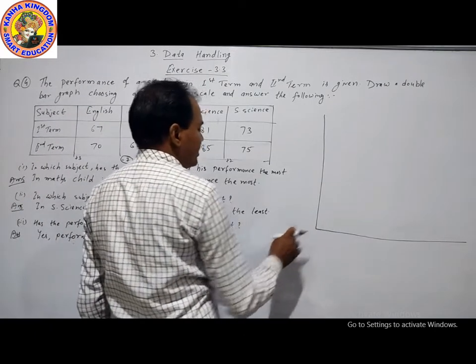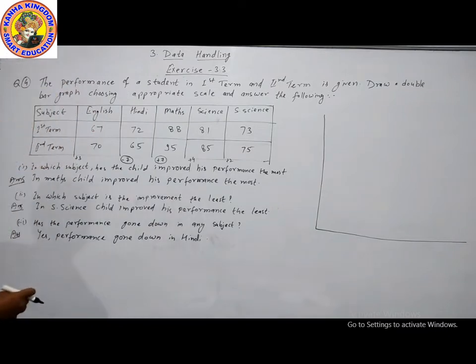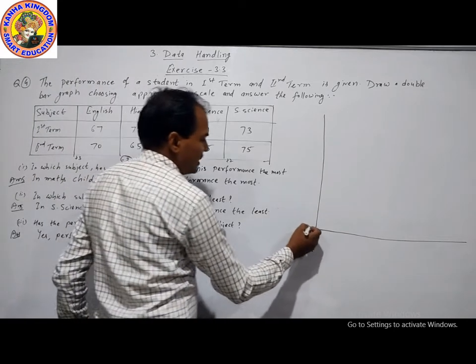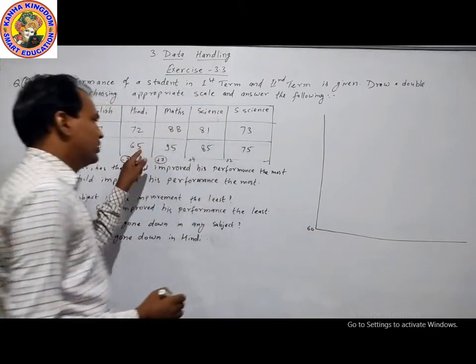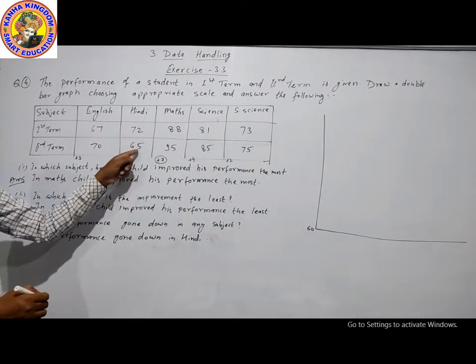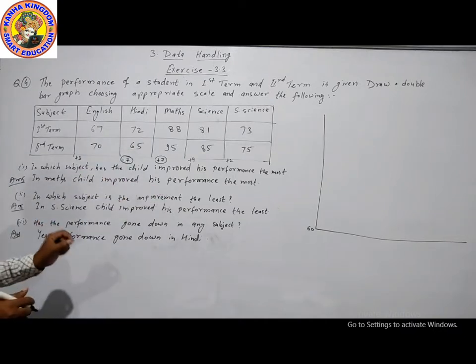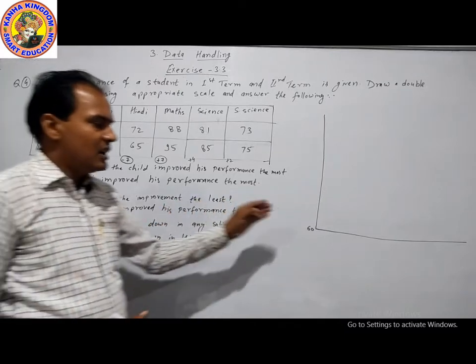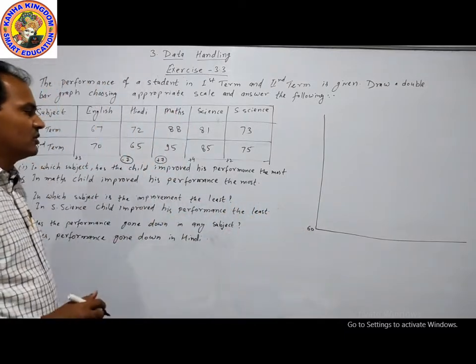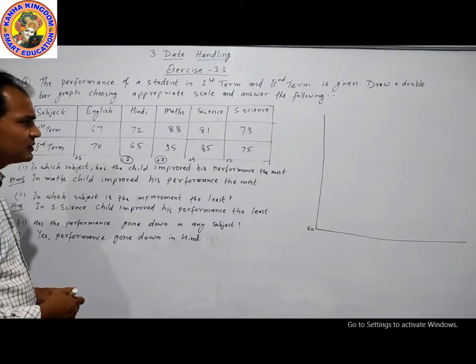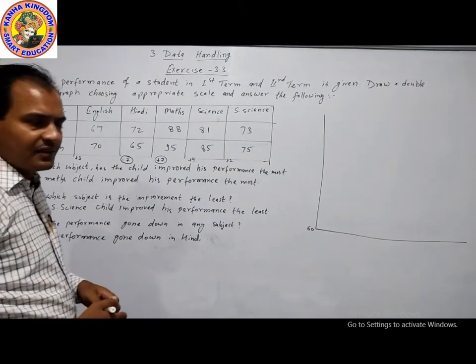The origin is 0, but here I am taking the lowest and highest value. The lowest value in this graph is 65, so I will start from 60. So I draw the graph from 60. In graph paper I will draw from 0. Then the highest marks is 95.